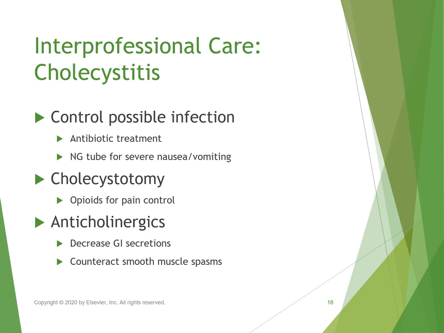Our interprofessional care involves controlling infection if possible. So these patients are going to need antibiotic therapy and maybe NG tube placement for very severe nausea and vomiting. If they have their gallbladder removed, this can be painful, so we want to treat their pain, maybe use opioids. And then anticholinergics can also be beneficial in that they decrease GI secretions and counteract that muscle spasm from the smooth muscle.